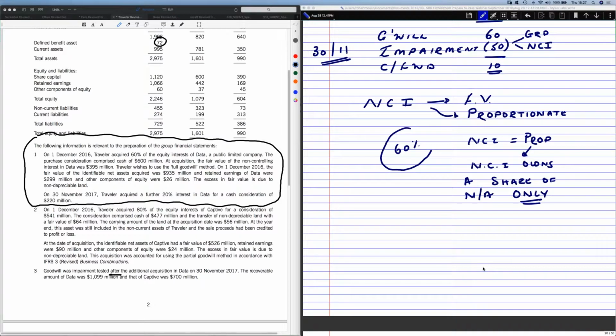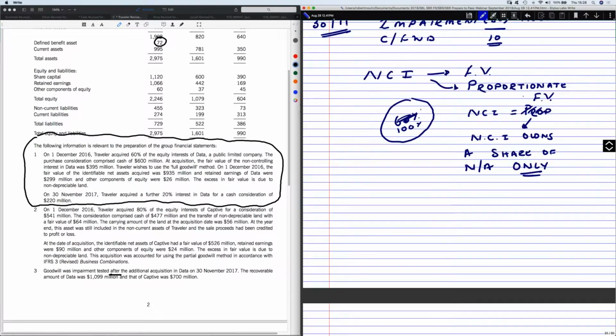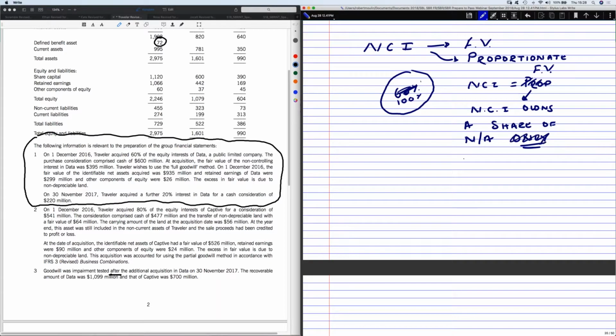Of course it is fair value, because if the policy is fair value, what percentage of goodwill are we calculating, everybody? Yes, absolutely, it will be 100%. If the policy is fair value, then this becomes 100%, and the NCI now owns a share of net assets and goodwill. Do we agree with that?